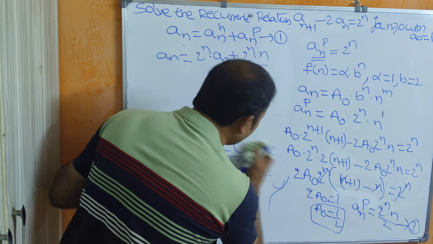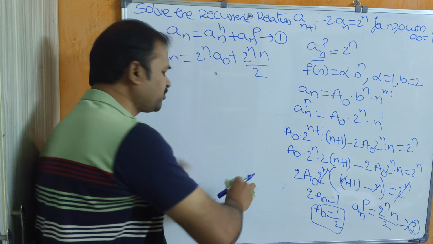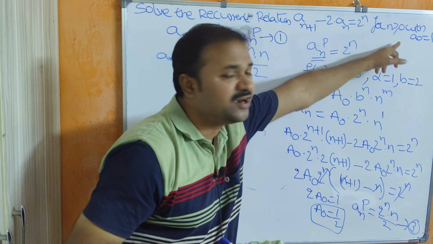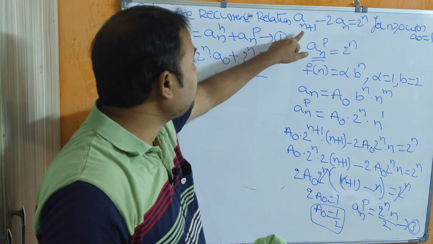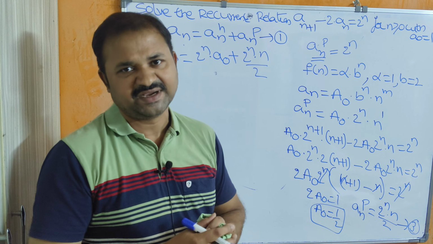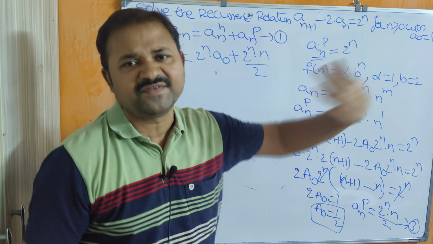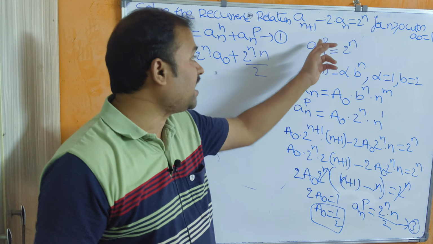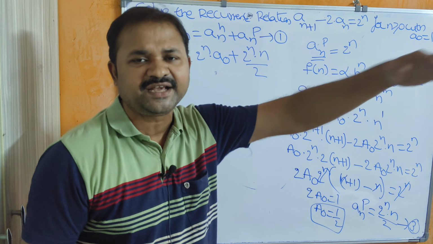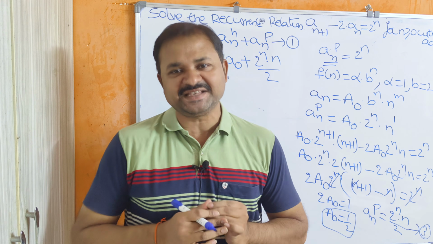Suppose if a naught is not given in the problem, we can stop the process now. But here a naught is given. This is a first order homogeneous recurrence relation, so only a naught value will be sufficient. Whereas if it is a second order recurrence relation, then a naught and a1 values will be given. If it is a third order recurrence relation, then a naught, a1, a2 will be given. In the problem, a naught is specified as 1.